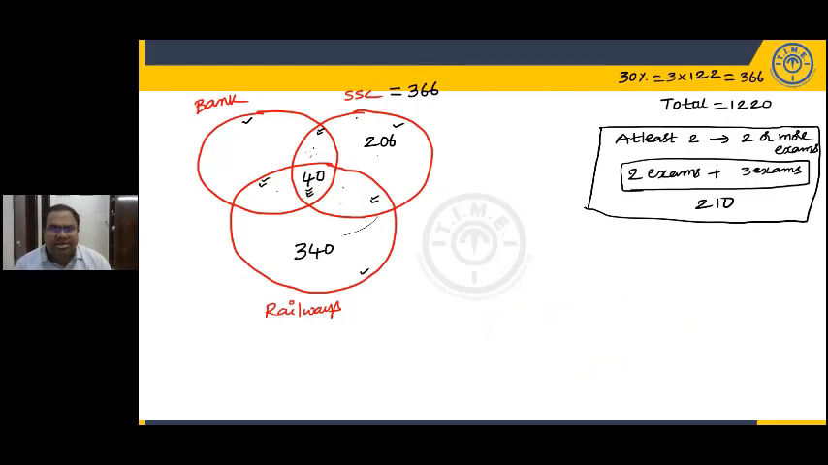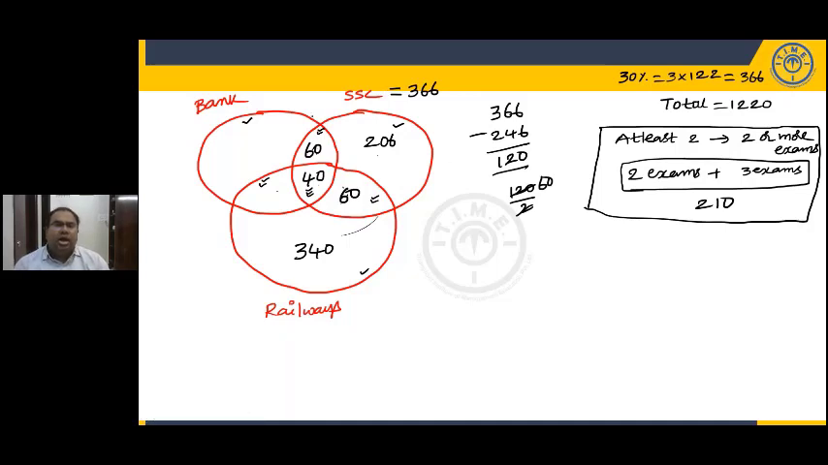Now see here, this circle is 366. 366 minus these two, subtract 246, I got 120. That is the sum of these two. We know that these two are equal, so divided by 2, 120 by 2 means each region is 60. This is 60. This is 60.